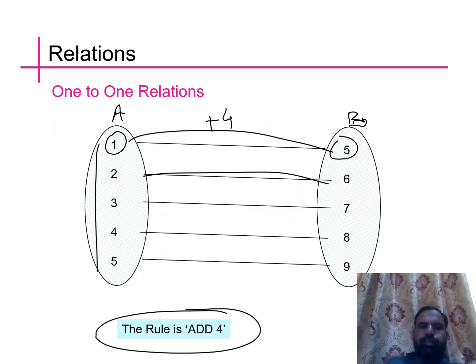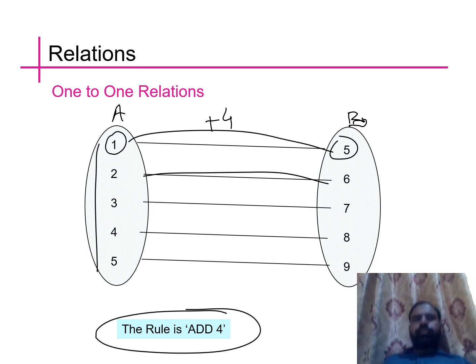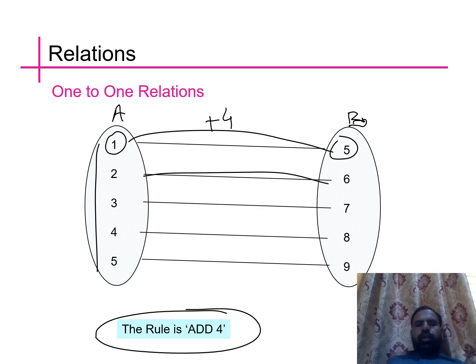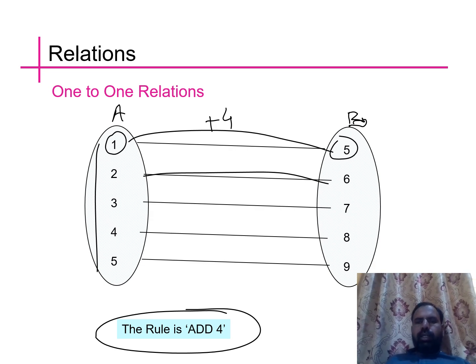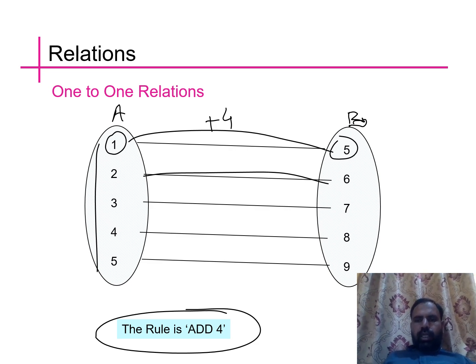One-to-one relations. This is an example of a one-to-one relation. If we take 1 with 5, the rule is add 4, and 2 with 6, 3 with 7, 4 with 8, 5 with 9. It means that each input has its own output, and that output is only for that element, not for any other element.